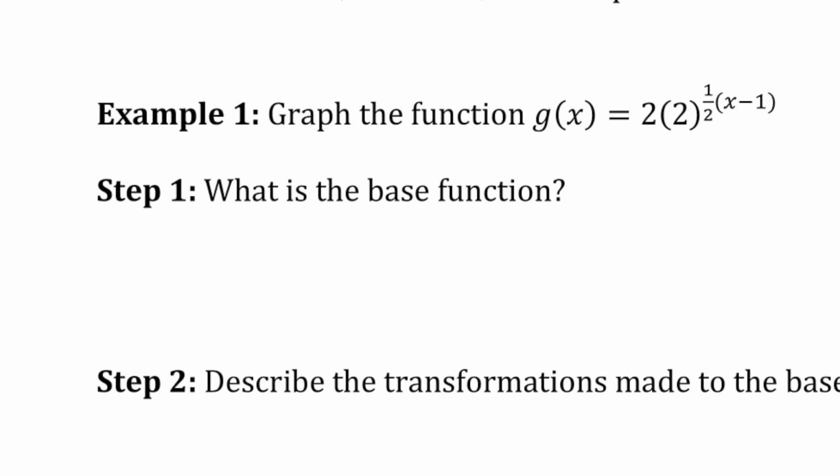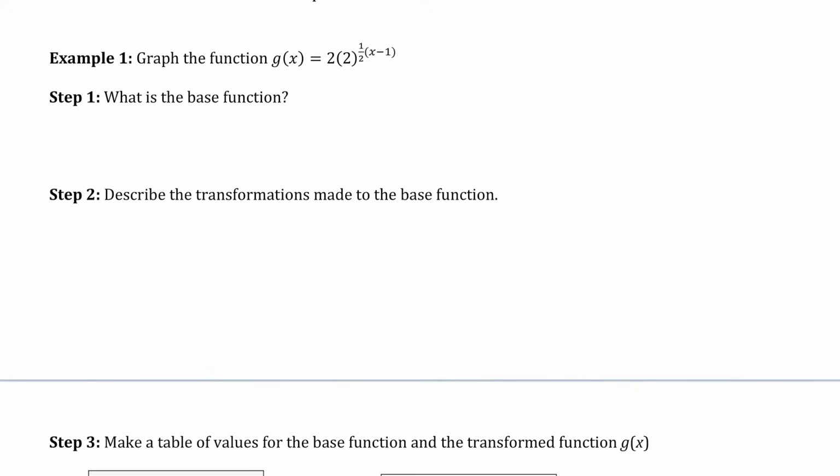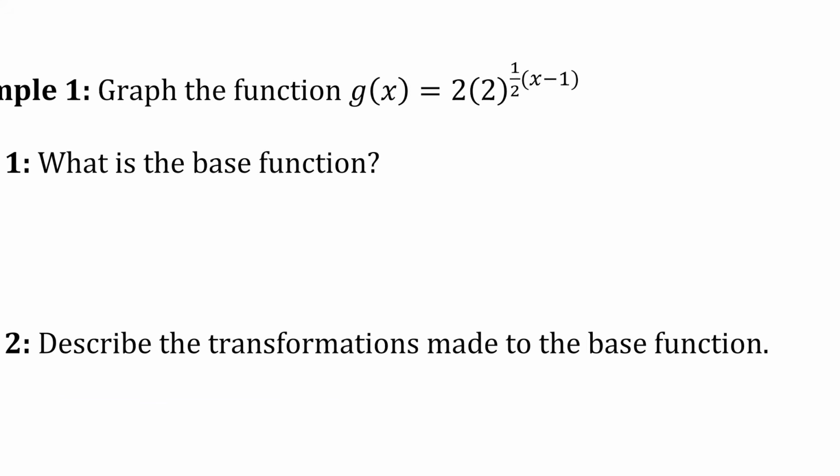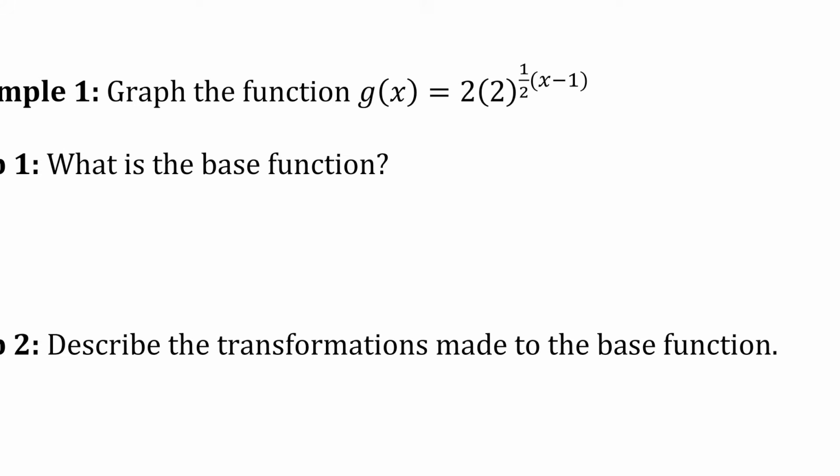Example 1 says graph the function g of x, which is equal to 2 times 2 to the power of a half times x minus 1. What is the base function? If I zoom in on this, the base function just means what function is being transformed. So we just look, what is the base of the power here? The base of the power is 2. And the exponent is, of course, x. So our base function is 2 to the power of x. I'll say y equals 2 to the power of x.